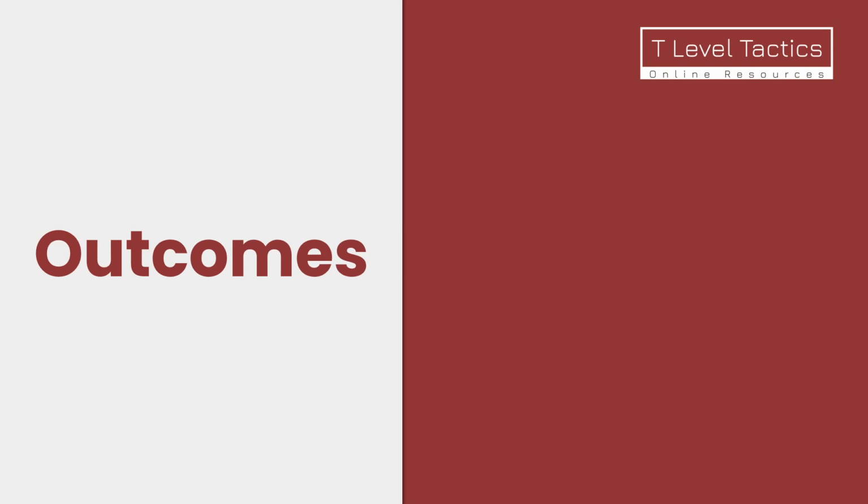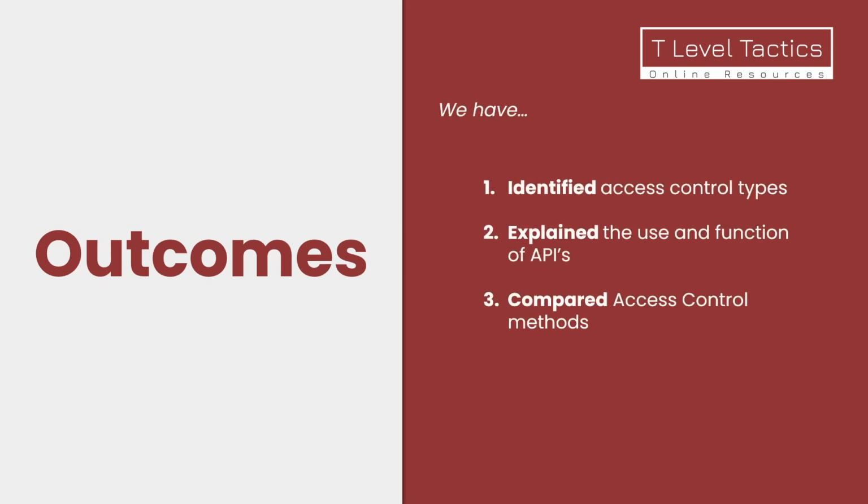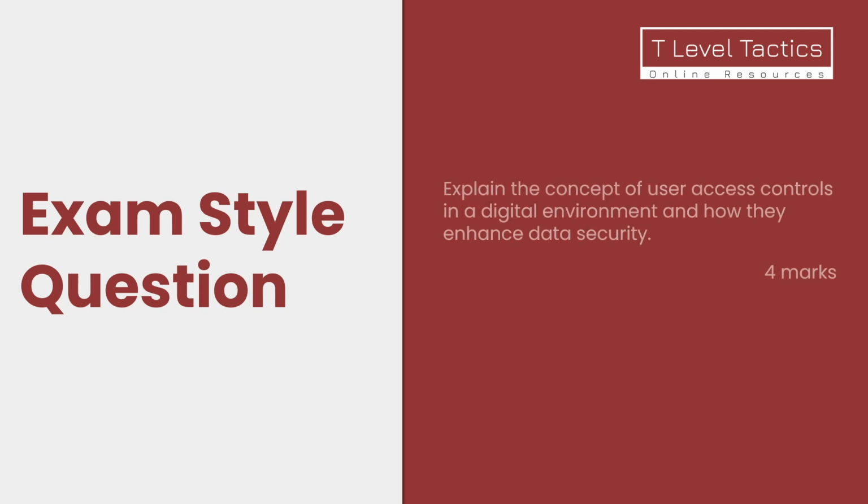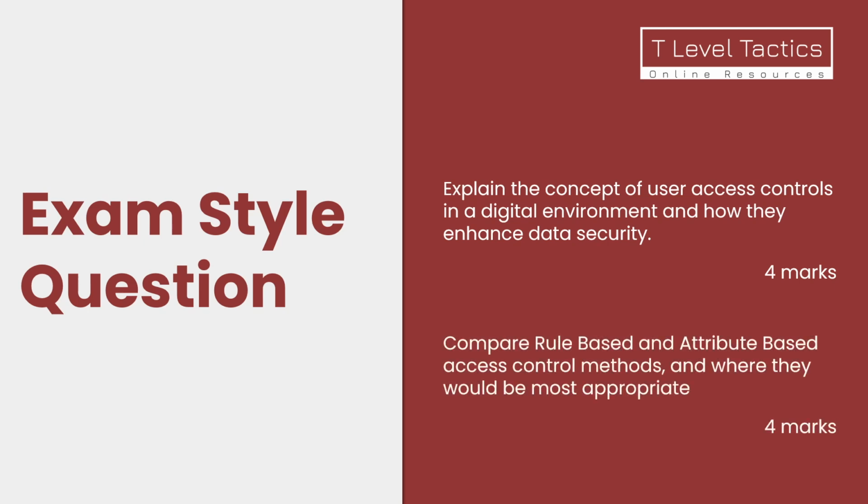So in this video, we've identified some different access control types. We've explained the use and function of APIs. We've also compared some different access control methods. Let's finish off with a couple of exam-style questions. Here's the first one. Explain the concept of user access controls in a digital environment and how they enhance data security. And the second, compare rule-based and attribute-based access control methods and where they would be most appropriate.